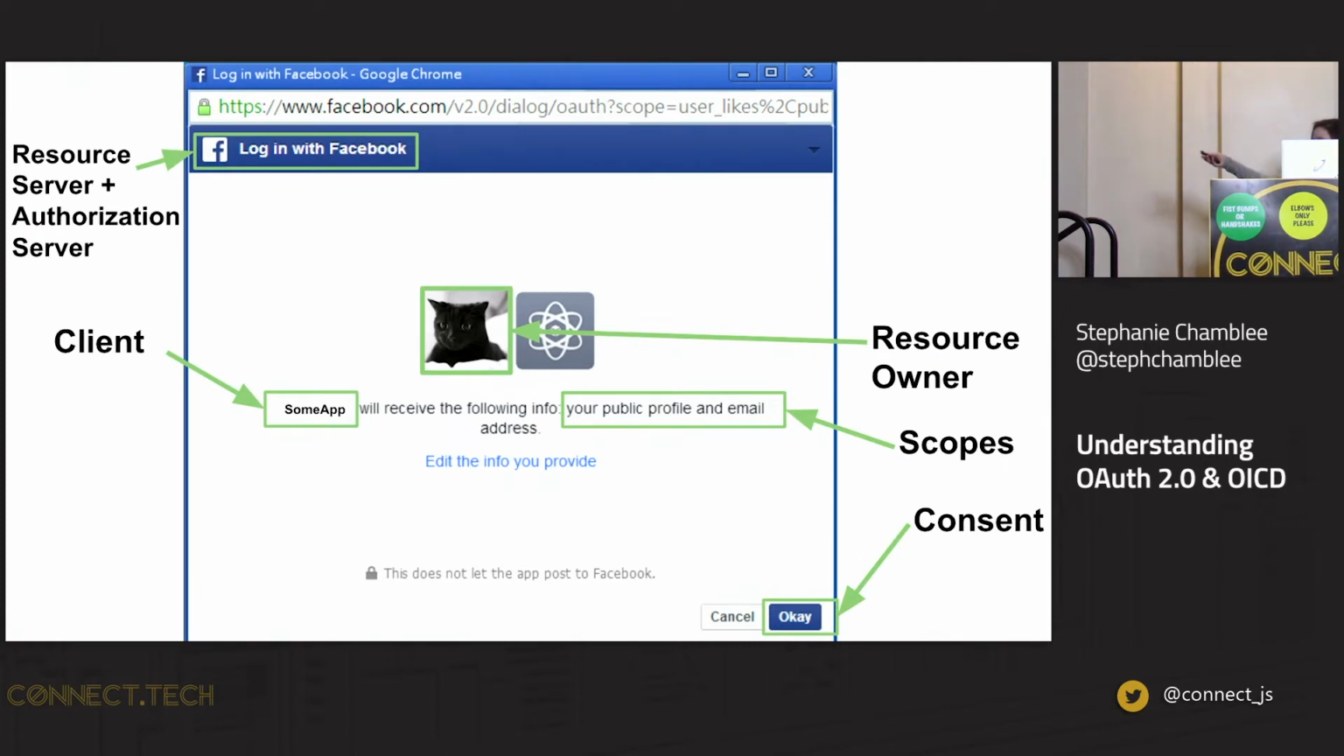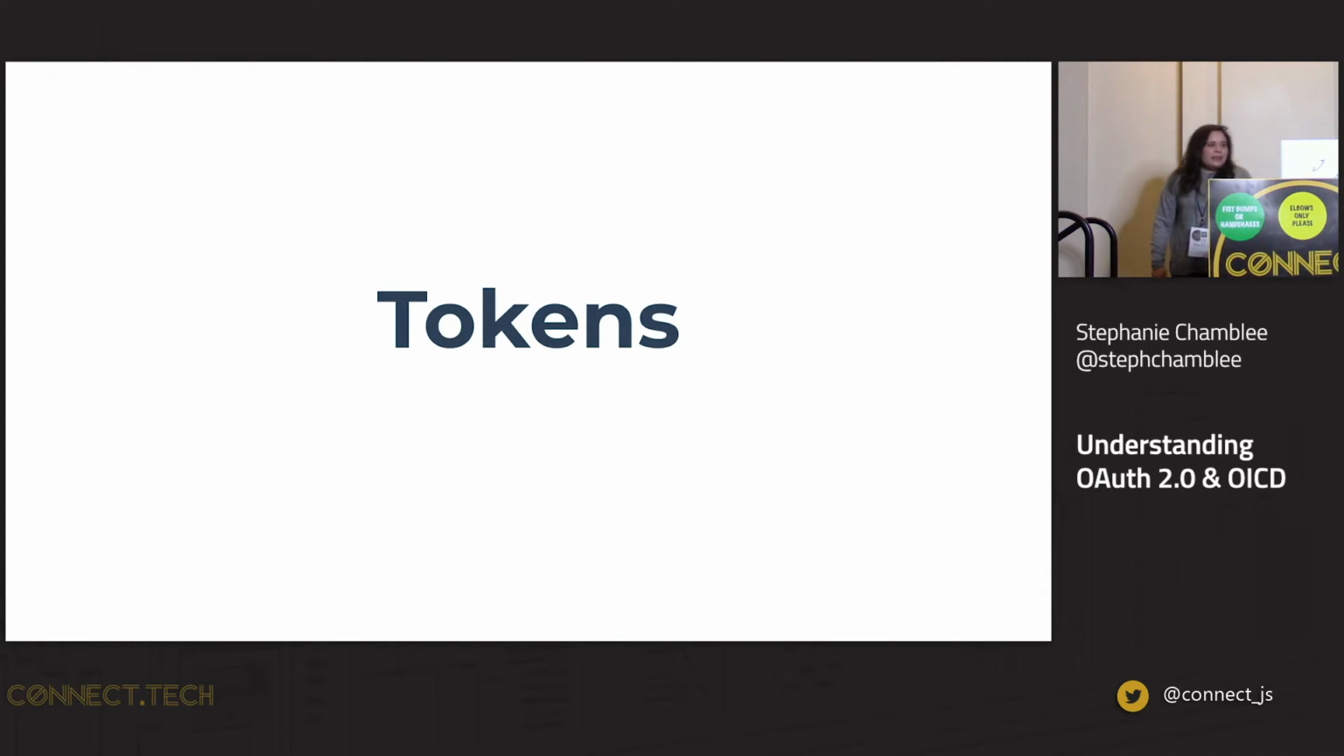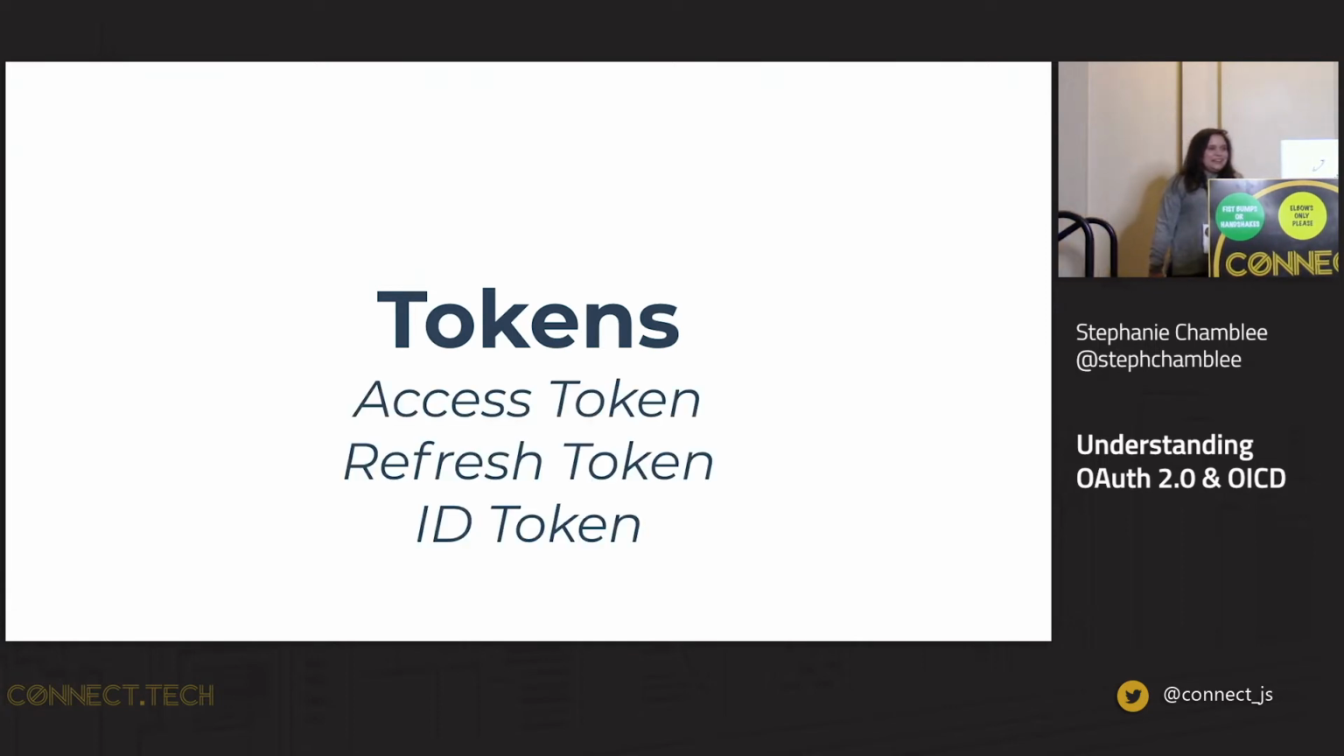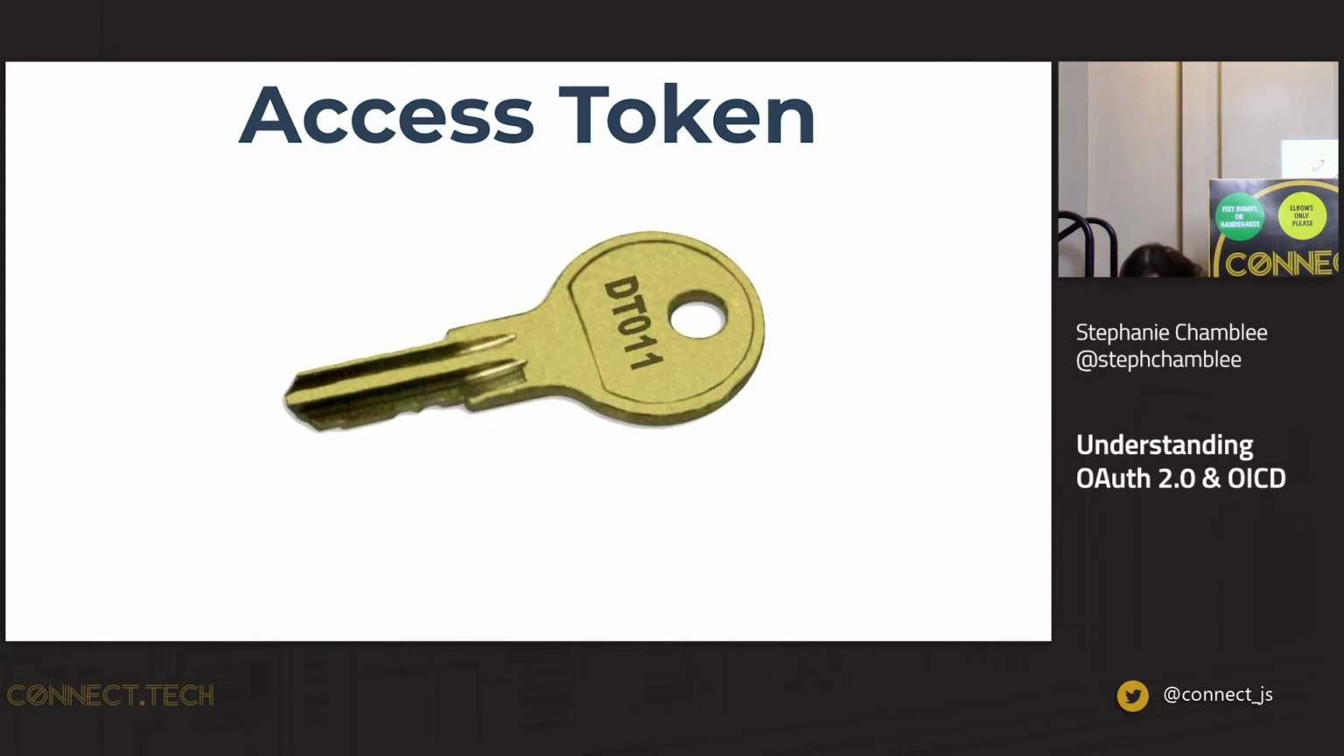All right, and so this is OAuth in a nutshell. Now that we understand the roles, let's talk about tokens involved in OAuth 2 and OpenID Connect. So the 3 tokens we'll cover are access token, refresh token, and ID token. The access token is basically the whole point of OAuth. And so the access token is what the client application wants in order to get the data for the user.